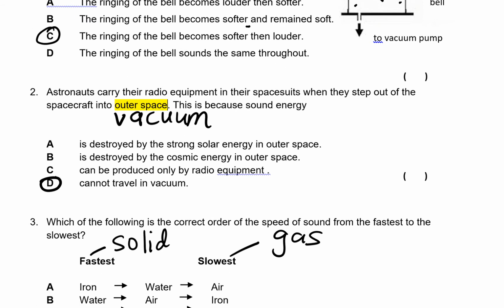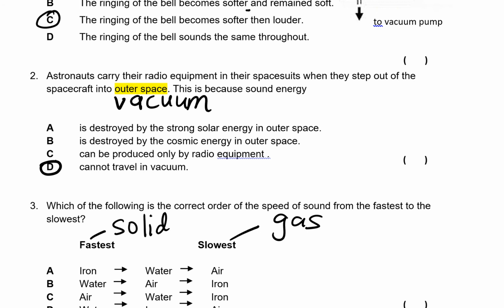Question 2, in outer space, it is a vacuum. Remember, a vacuum means there are no particles at all, no air particles at all. Okay, so no air particles. So there are no particles to transmit vibration, so that's why they have to use radio equipment. They will not be able to just speak to one another.